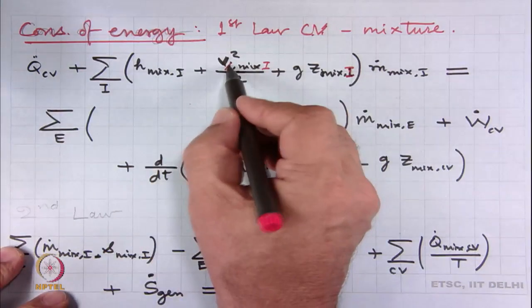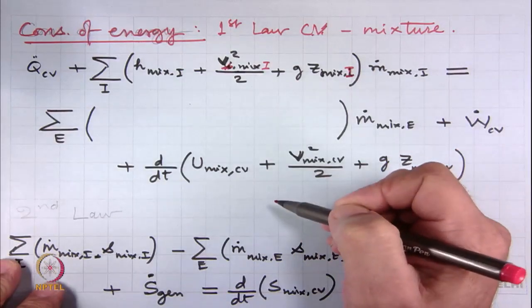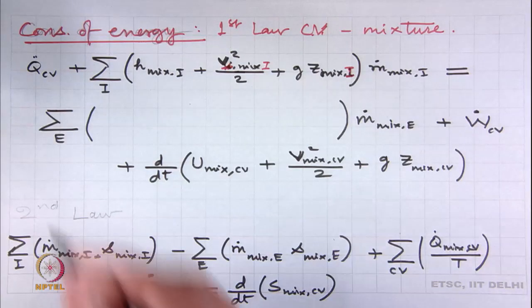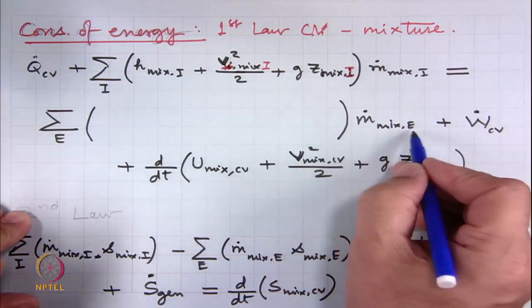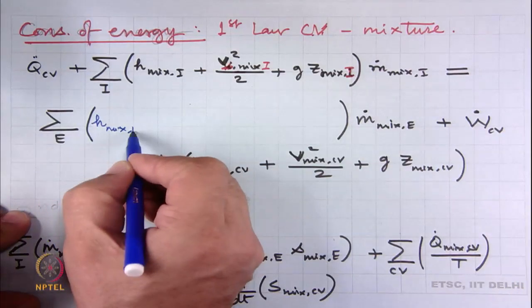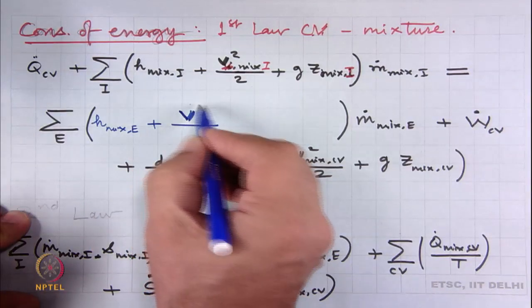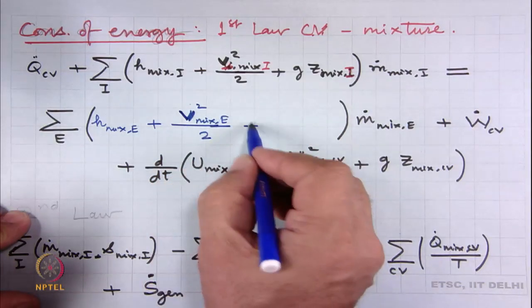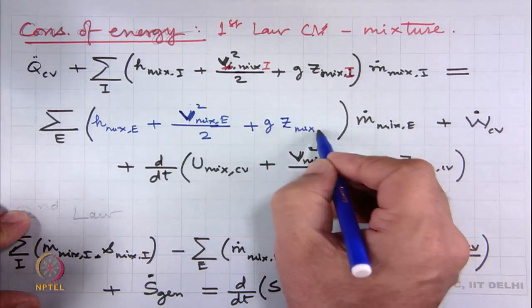So, we have the mixture kinetic energy, this is the mixture potential energy, plus there will be a similar term here for the exiting mass flow rates, and this we can write down as the mass flow rate of the mixture exiting, at each exit, h mix at e plus V square of the mixture at each exit divided by 2 plus g z mix at e.